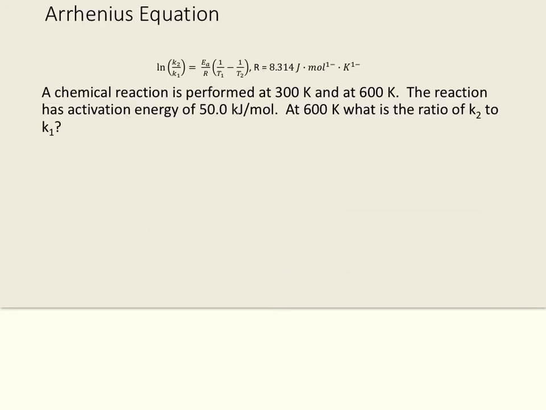All right. A chemical reaction is performed at 300 Kelvin and at 600 Kelvin. The reaction has an activation energy of 50 kilojoules per mole. At 600 Kelvin, what is the ratio of K2 to K1?